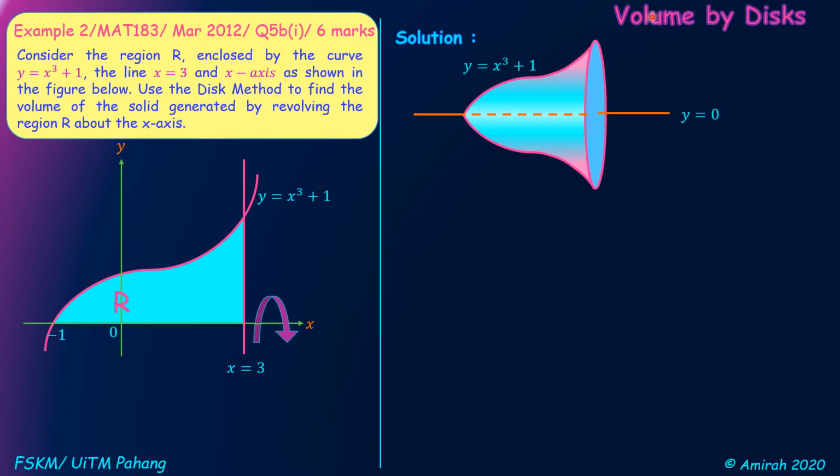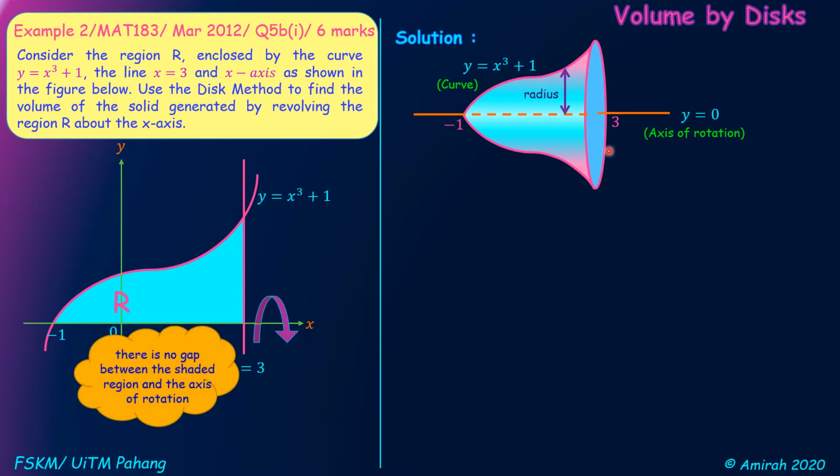After rotation, we will get this diagram. The x-axis means the line y equals 0. This is our axis of rotation, and this is the given curve. The distance between the curve and the axis of rotation is called the radius. And then we have x from -1 to 3.